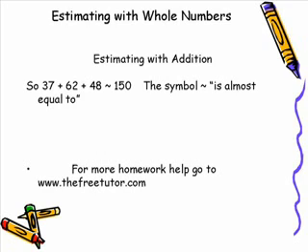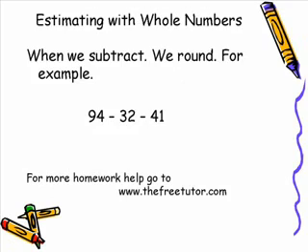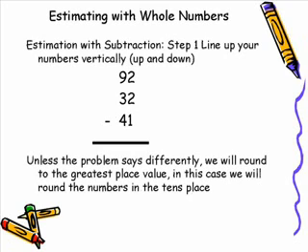Okay. Now the same rules apply when we subtract. When we subtract, we typically round. For example, 94 minus 32 minus 41. Again, just like we did with the addition problem, we want to line our numbers up vertically, or up and down. And unless the problem says differently, we will typically round to the greatest place value. In this case, we're going to round our numbers again to the tens place.